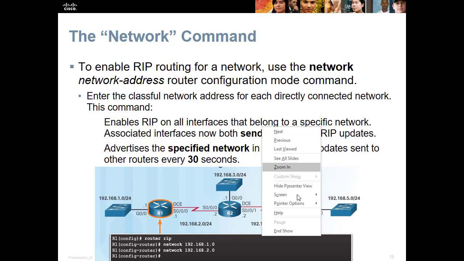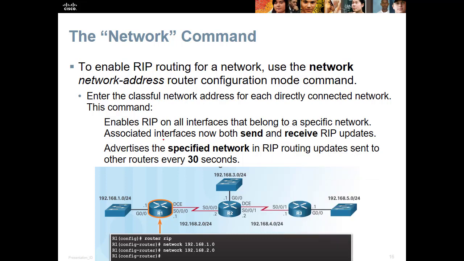Now, this slide has a horrible thing that Cisco put in that I do not like, and that's the second statement. The second statement is not that it advertises the specified network. What really happens, real world Cisco, is the network that's on the interface. The network on the interface is what is then shared in your routing updates.